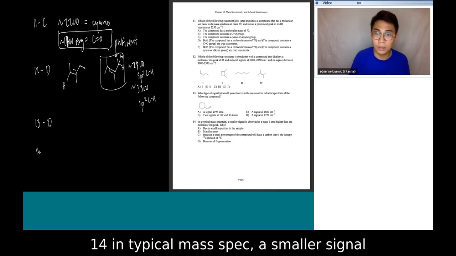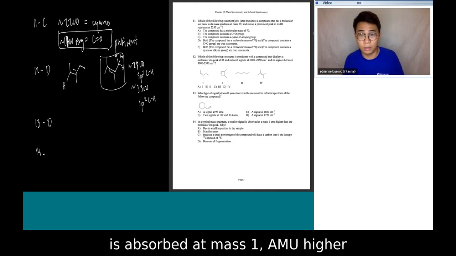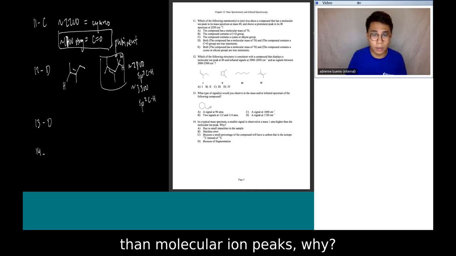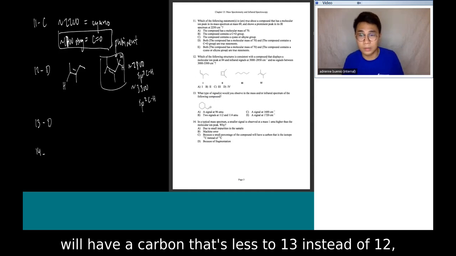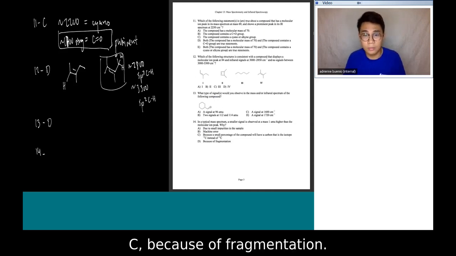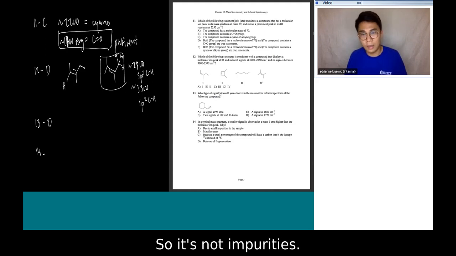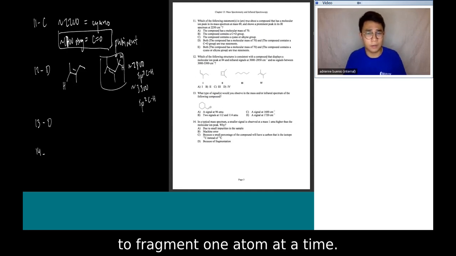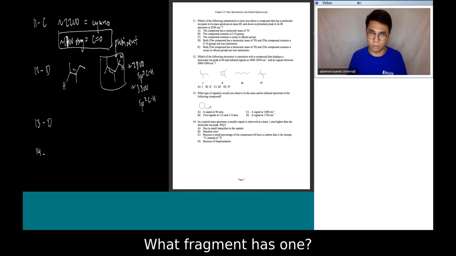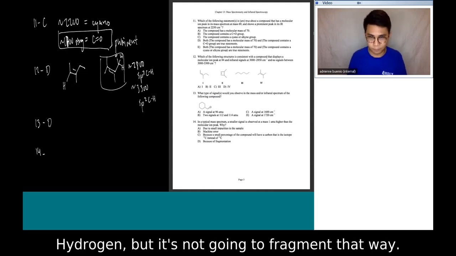14: in typical mass spec, a smaller signal is observed at mass 1 AMU higher than the molecular ion peak. Why? Impurities, machine error, a small percentage of compound will have a carbon that is the isotope 13C instead of 12C, because of fragmentation? So it's not impurities. It's not machine error. And fragmentation, it's not going to fragment one atom at a time. Like, what fragment has one hydrogen? But it's not going to fragment that way.